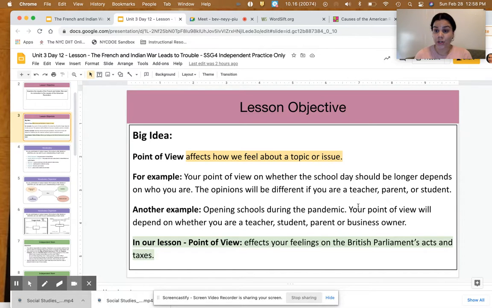However, as a teacher, I don't think the school day should be longer because teachers are already working before school and after school. And if the school day was longer, that means that we would have to work more than what we're already working. So we're not going to have much time with our families anyway. So we don't think the school day should be longer. Now, as a student, what's your point of view on the issue? I'll give you a few seconds to think about that.